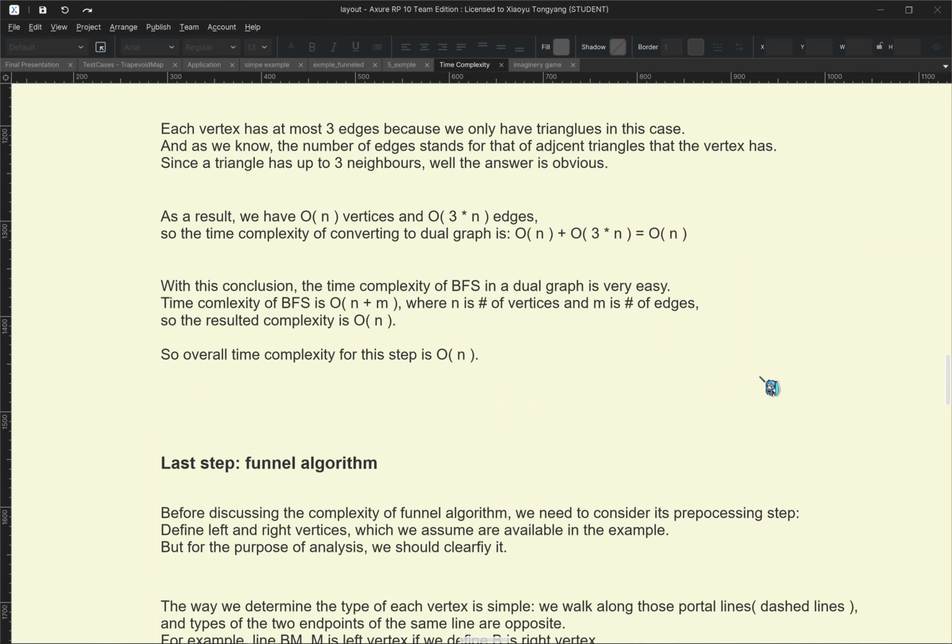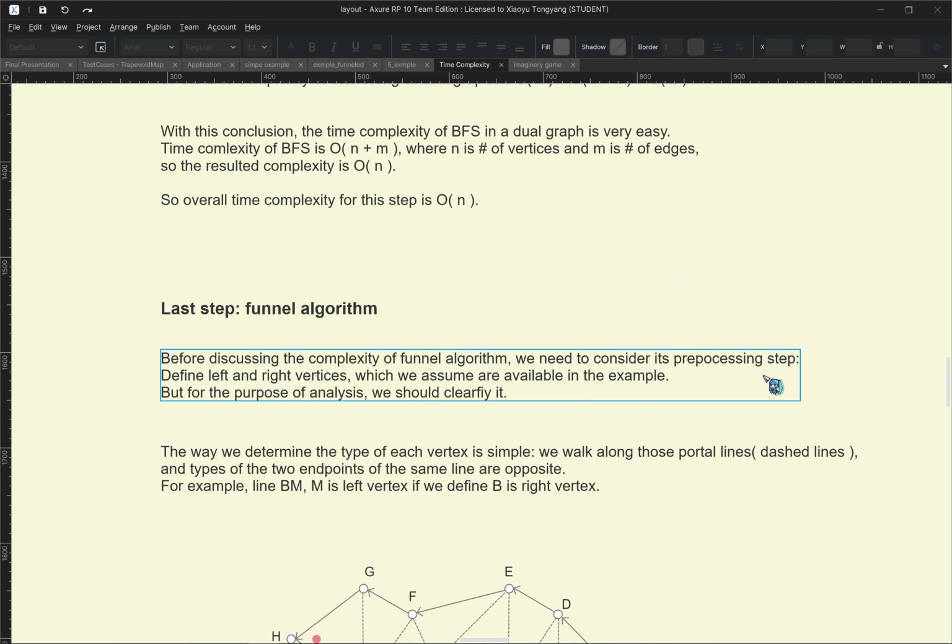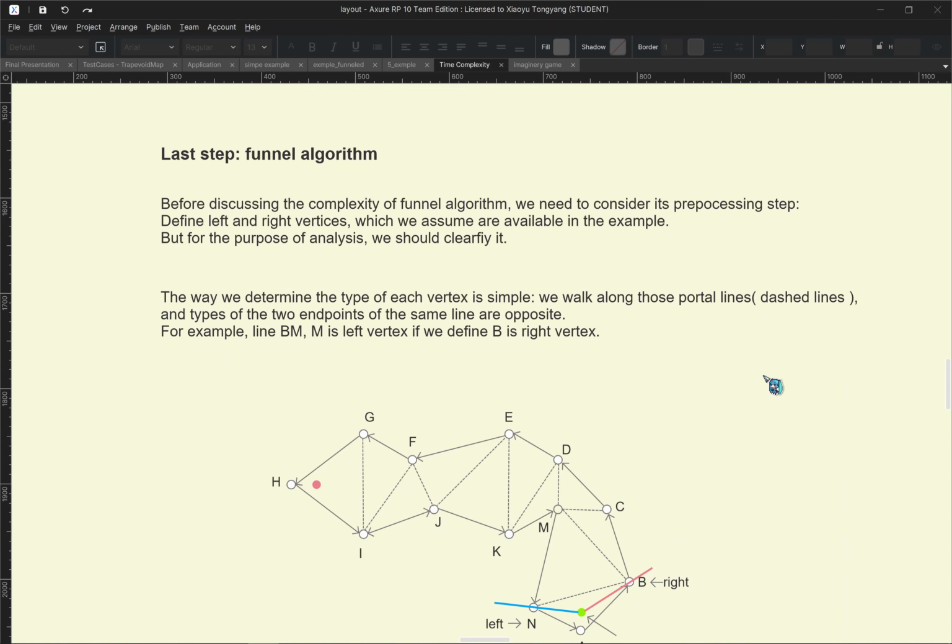At this point, we have proved the time complexity for the third algorithm, and we only have the last step, the final algorithm, left to prove. But before we discuss the time complexity of the final algorithm itself, let's consider its pre-processing step. That is, defining its left and right vertices.